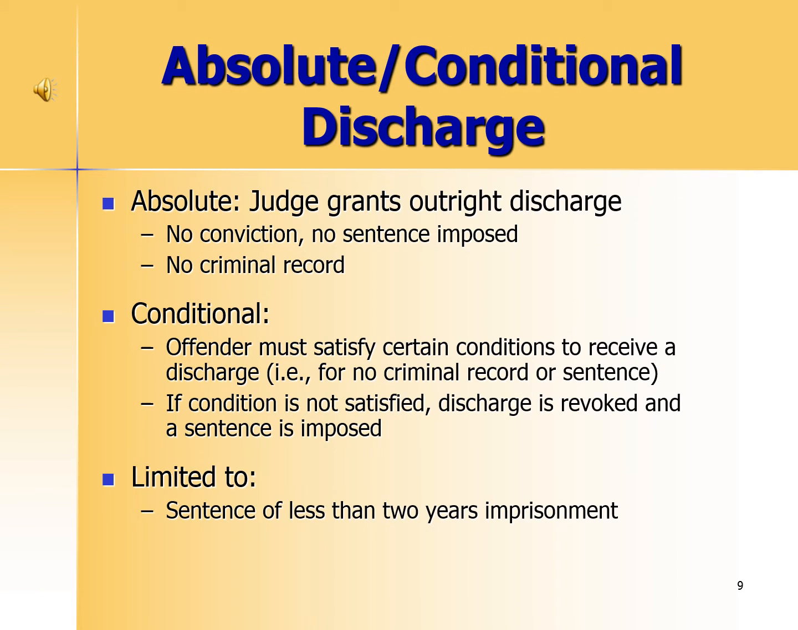Another sentence that's fairly frequently handed out is an absolute or conditional discharge. What characterizes this sentence is that the offender can actually escape conviction and can actually escape having a criminal record. In the case of an absolute discharge, the judge grants an outright discharge of the conviction. In other words, no sentence is imposed, and because there is no sentence or conviction, there is no criminal record.